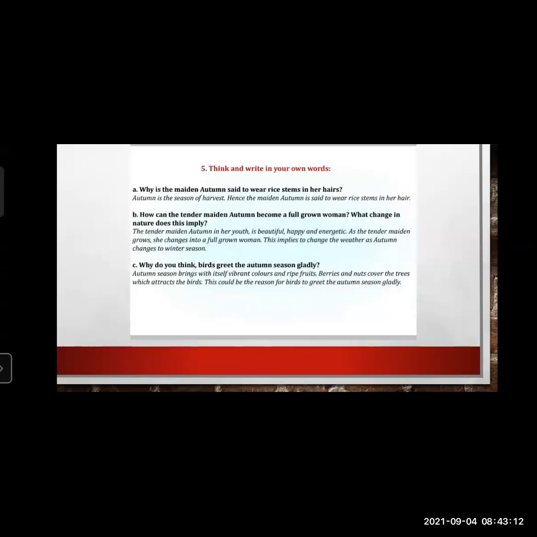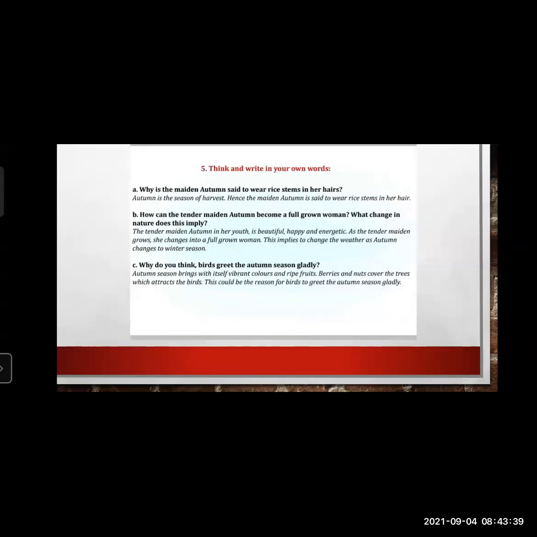Okay. The last question is, think and write in your own words why the maiden autumn is said to wear rice stems in her hair. Autumn is the season of harvest. Hence, the maiden autumn is said to wear the rice stems in her hair. Second one, how can the tender maiden autumn become a full grown woman? What changes in nature does this imply?